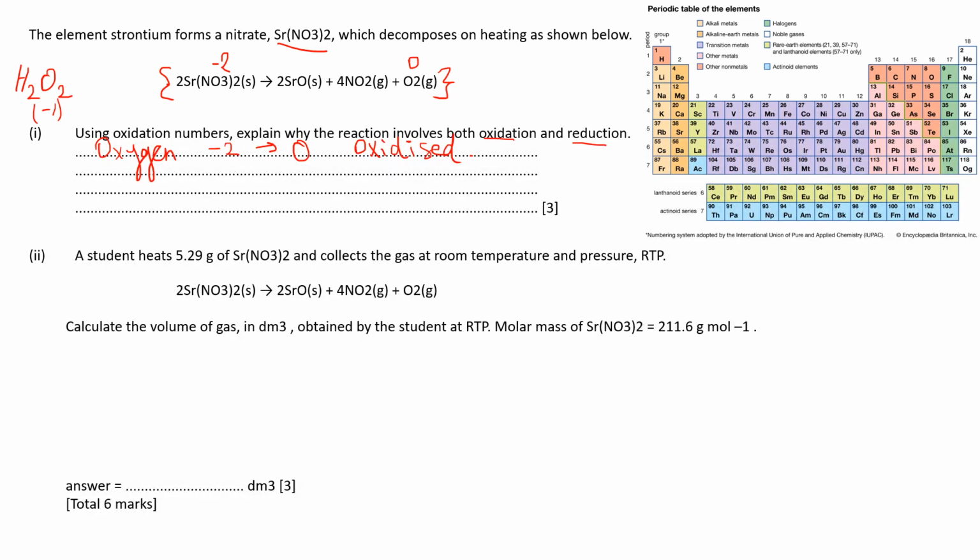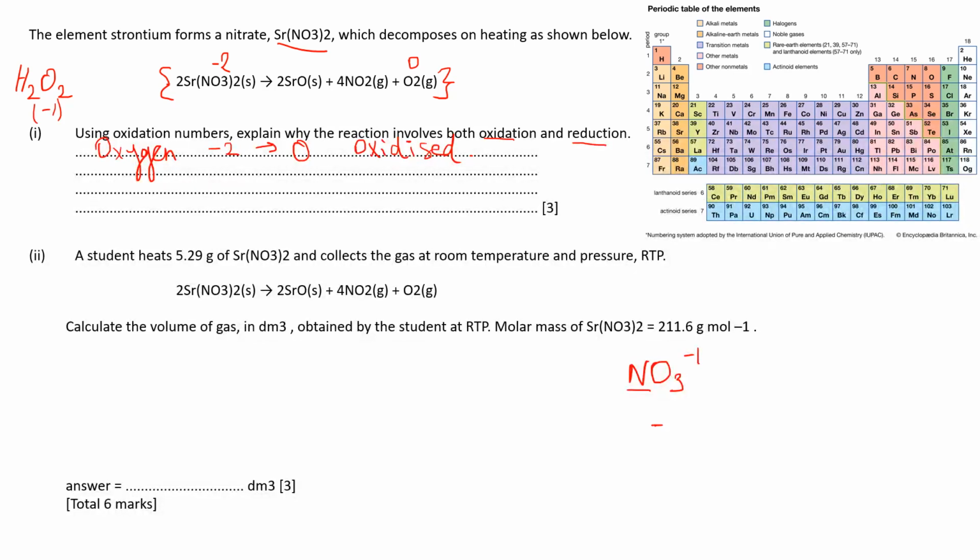And then looking at nitrogen, we need to show that it was reduced. Now it's a tiny bit more complicated, but we'll go through the steps. So you have a nitrate ion, NO3-, and we know that the overall charge of this ion is -1. Again, we need to identify what the oxidation state of nitrogen is.